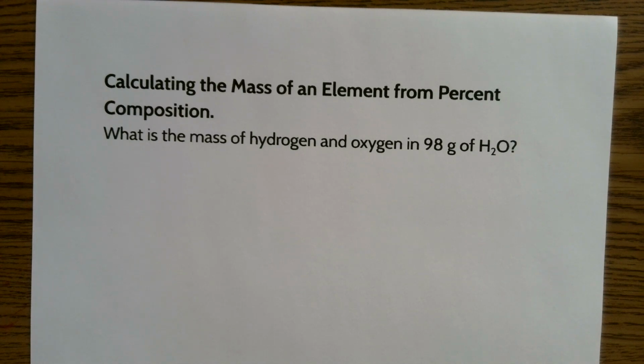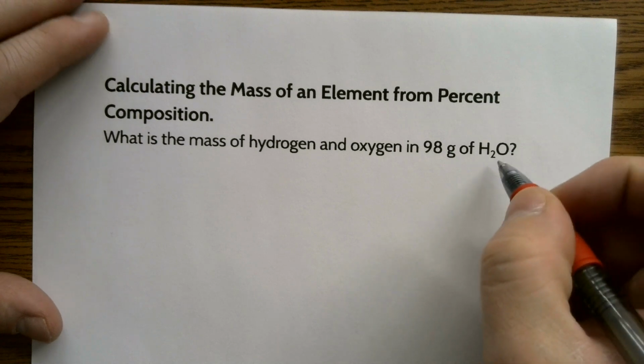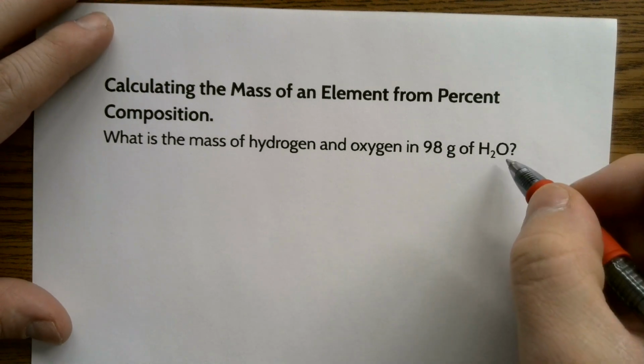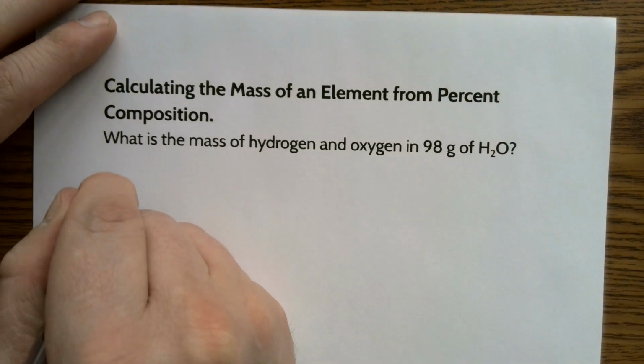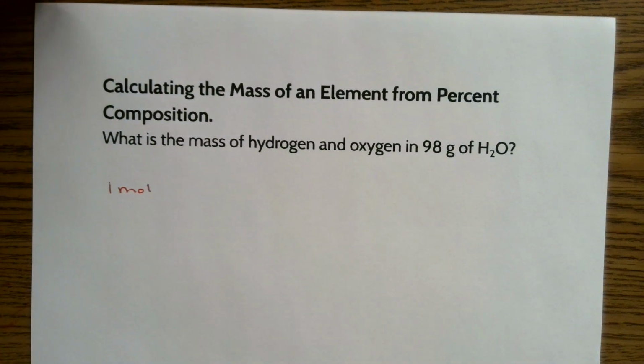So we have 98 grams of water. Let's calculate, if we had 98 grams of water, how much hydrogen in mass do we have and how much oxygen do we have in this sample of water. So what we're going to do is break this apart and find the percent composition of water. We have to assume that there is 1 mole of this substance in order to do this. We're assuming there's 1 mole of it.